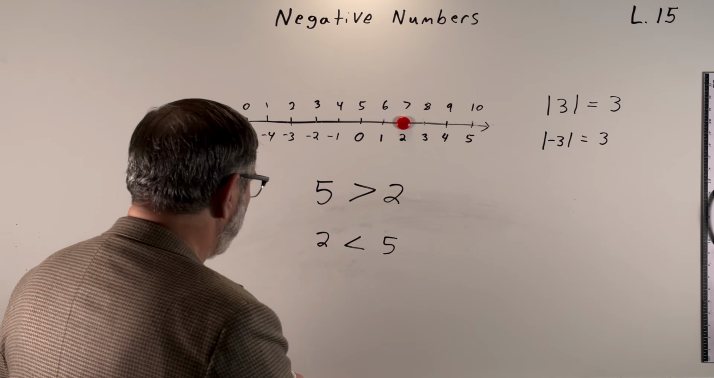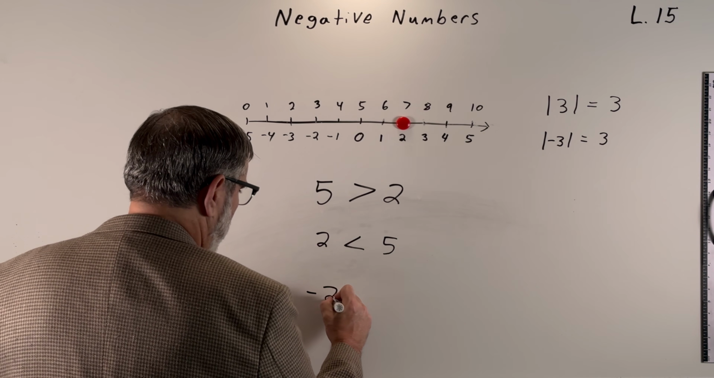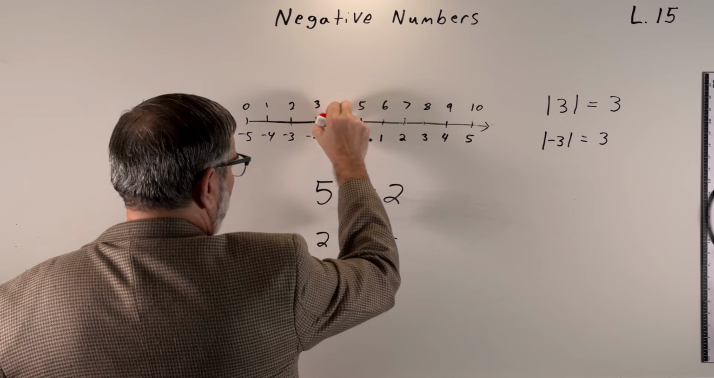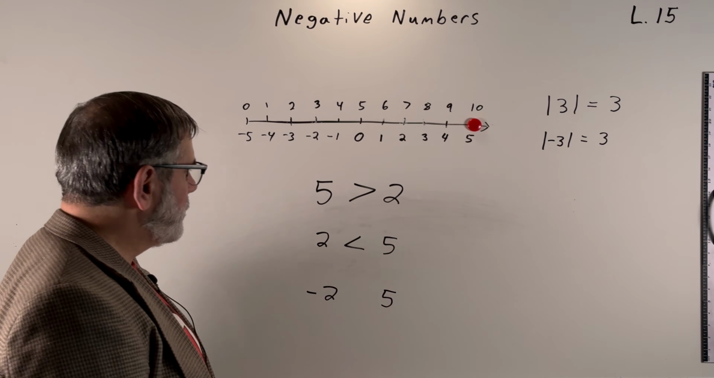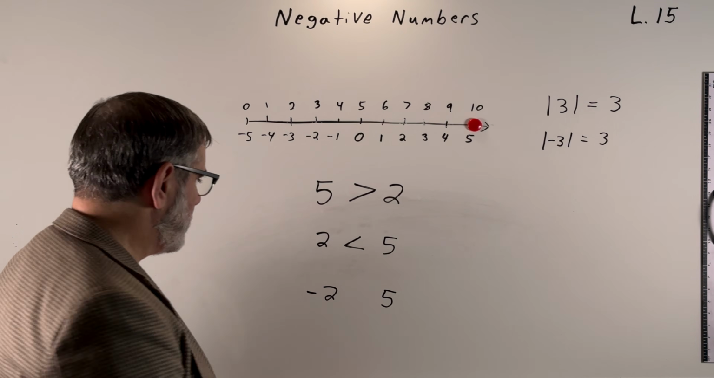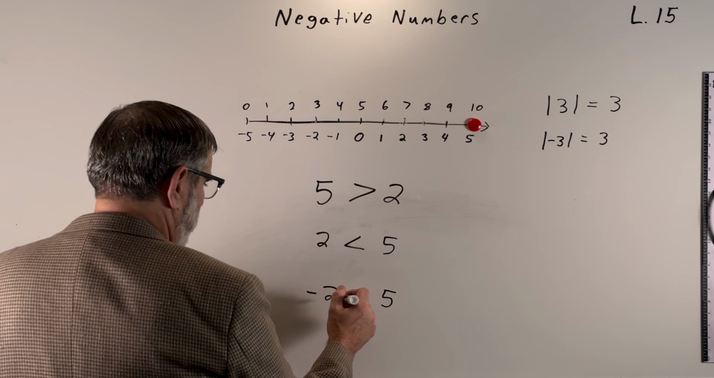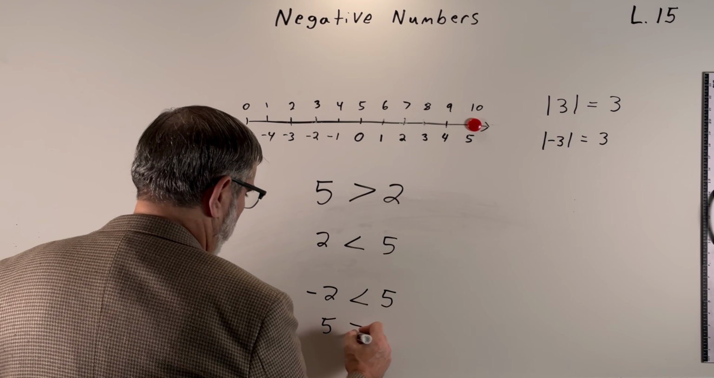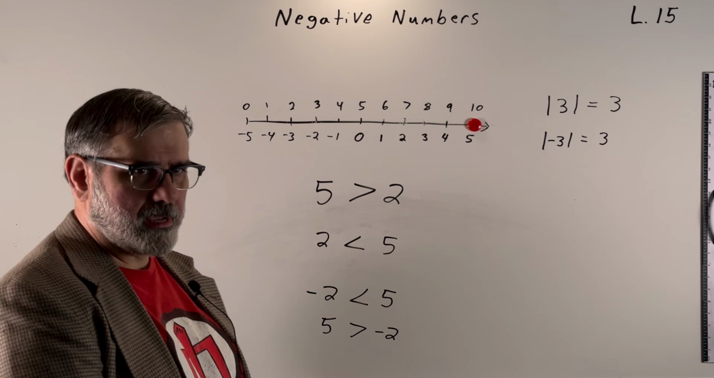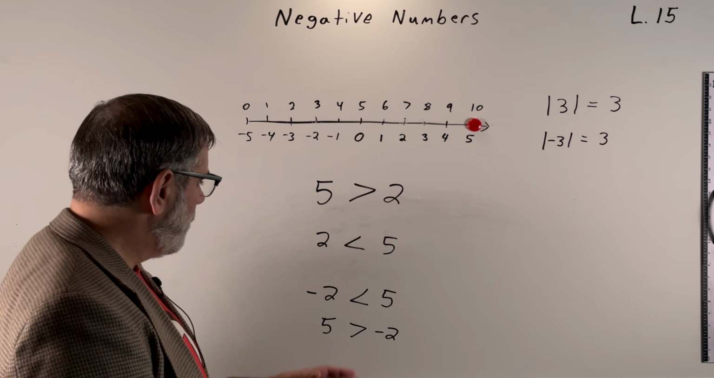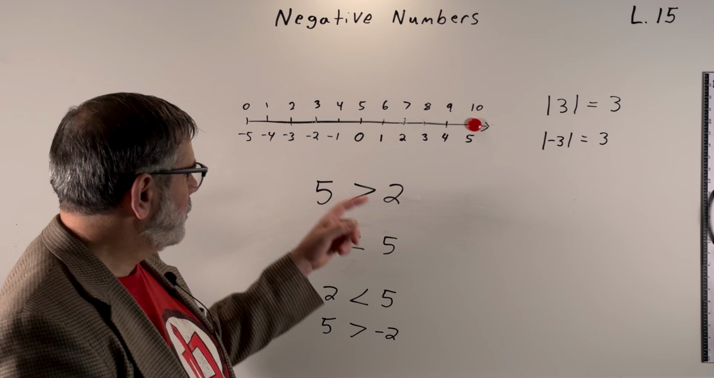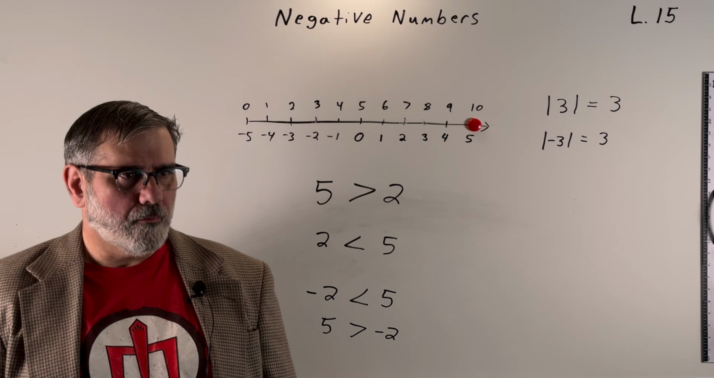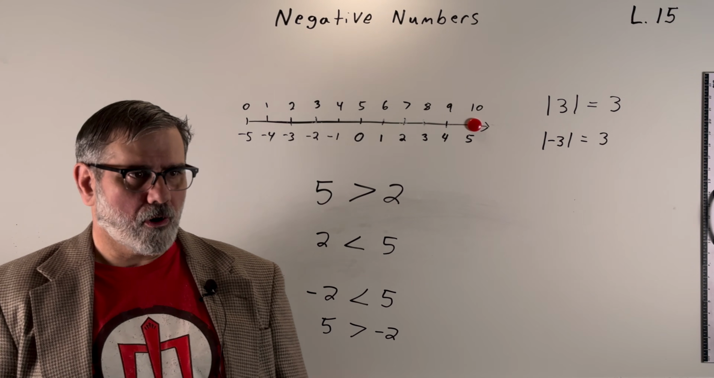Well, let's do one more comparison. I would like to compare the point minus 2 and the point 5. Here's minus 2. Here is 5. Is 5 to the right of minus 2? Yes, it is, which means that minus 2 is less than 5. Similarly, we could write that 5 is greater than minus 2. Does that make sense? Yeah. So now you understand what we mean by less than and greater than in terms of points on a number line.